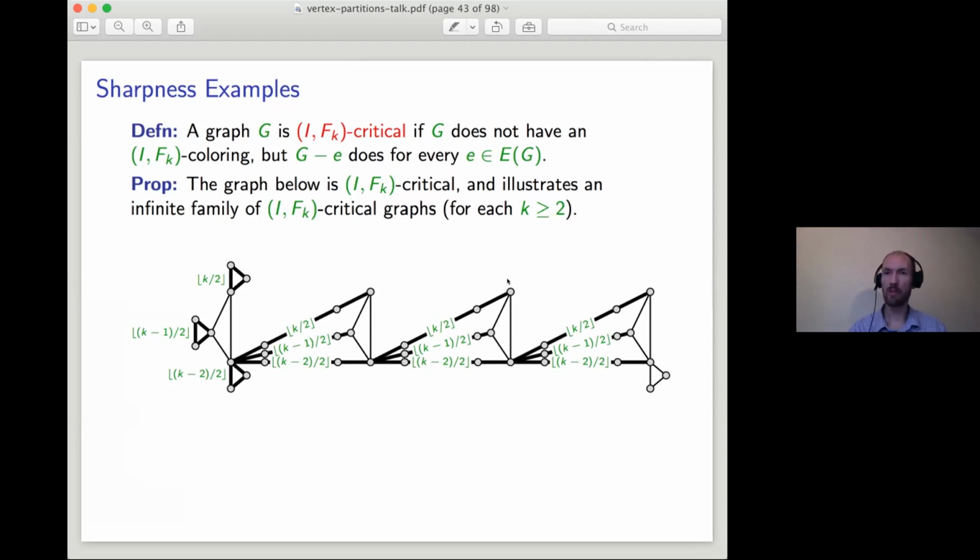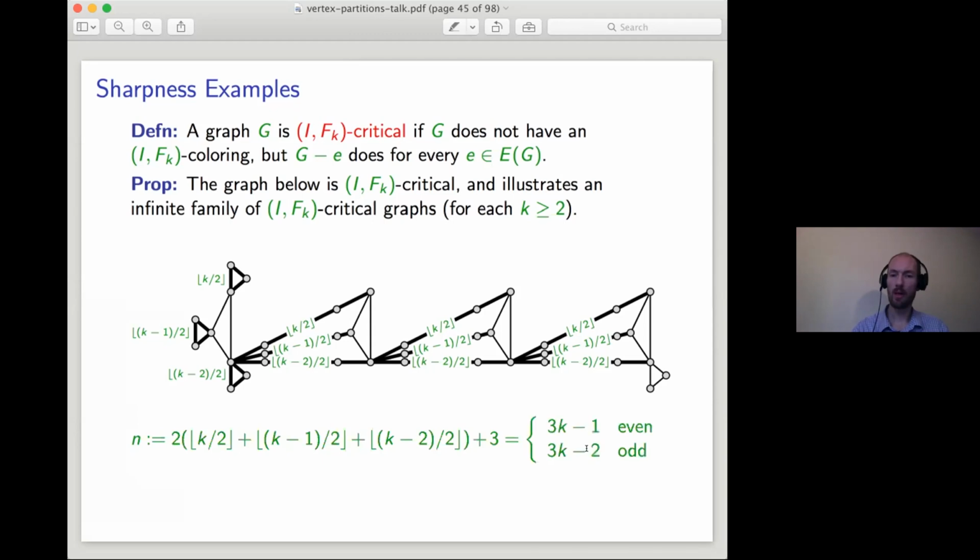What is the average degree of this thing? So the way that we do that is we want to say, when you add another one of these chunks, how many new vertices do you add and how many new edges do you add? And so when you add one of these chunks, the number of vertices you add is given by this. For each of these threads, you add 2 vertices. So 2 times floor of k over 2, plus (k minus 1) over 2, plus (k minus 2) over 2. And then you add these 3 more vertices for the triangle at the end. Okay. And if you work this out, it is 3k minus 1 or 3k minus 2.